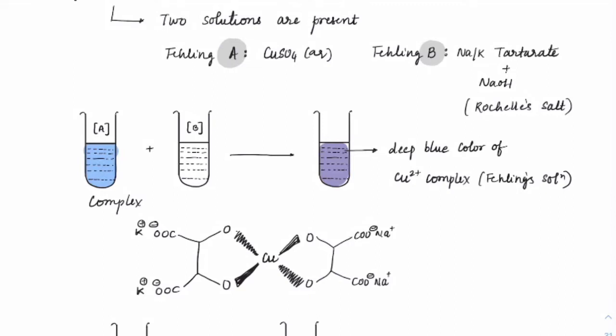If I recall, this is tartaric acid, OH, COOH, COOH. So if you replace this hydrogen with Na plus and here with K plus, that would become sodium potassium tartarate. Sodium potassium tartarate is also being sold as Rochelle salt. So this salt, when you react that with copper sulfate, it would form this complex.